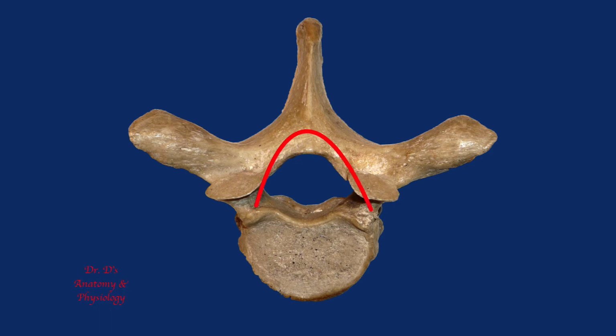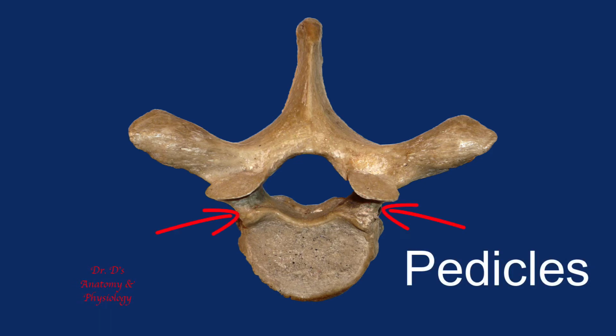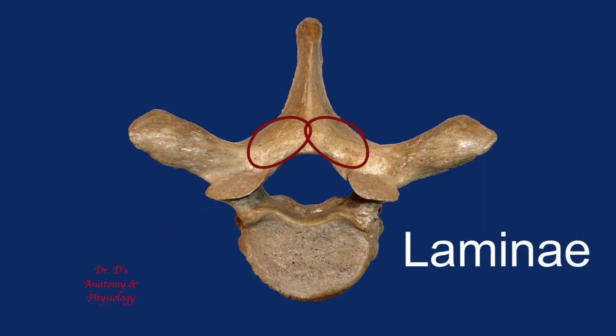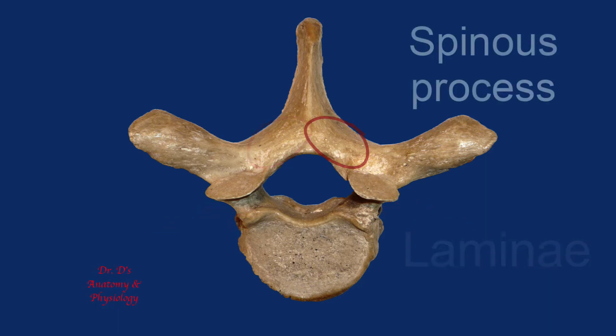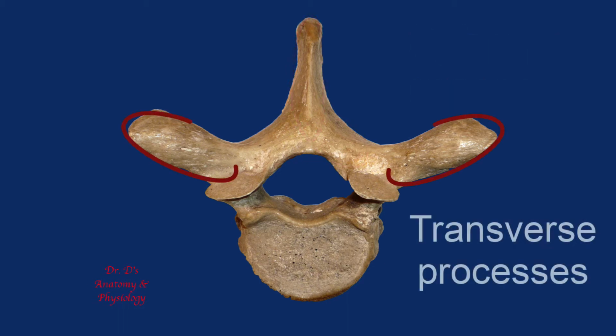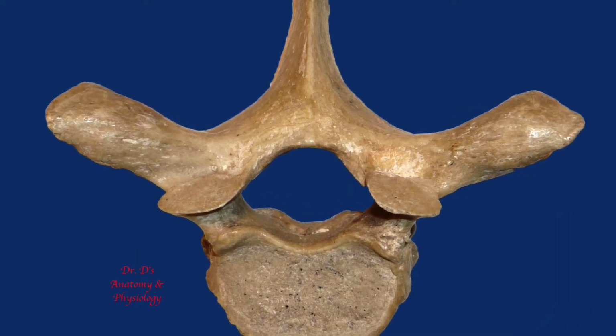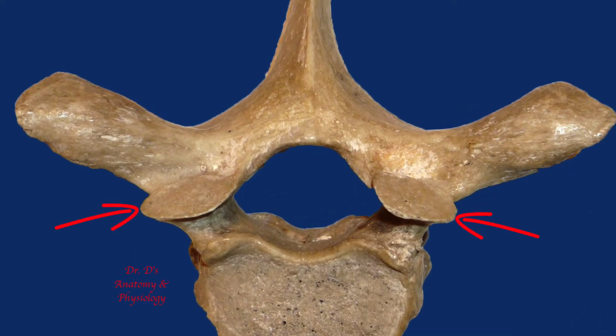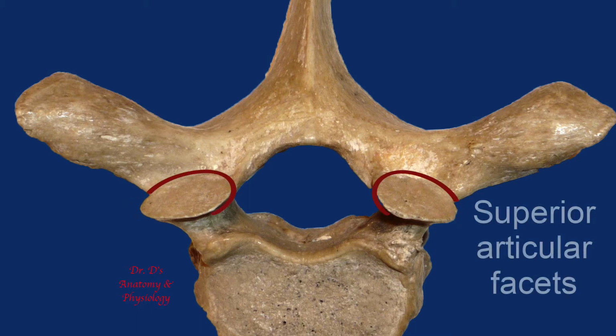We have our neural arch, which consists of the pedicles and the laminae, and here is the spinous process. Transverse processes, we'll note, have a special characteristic associated with their articulation with the ribs. And here we can see the superior articular processes, on which you can see the superior articular facets. And note how they are facing posteriorly.